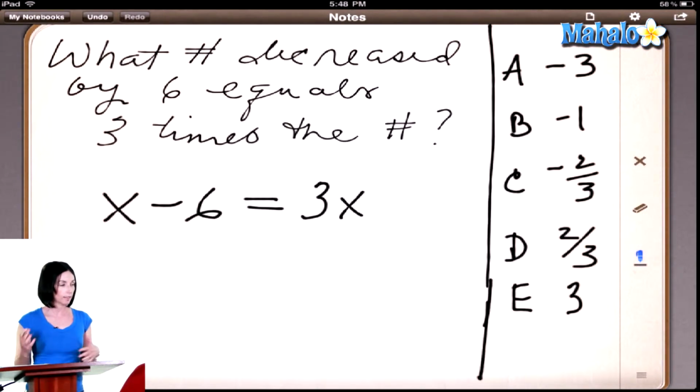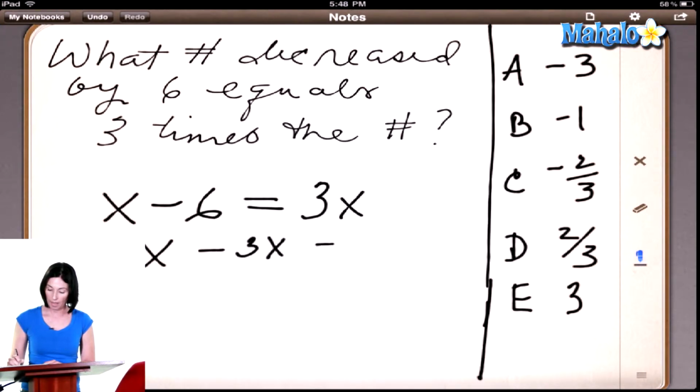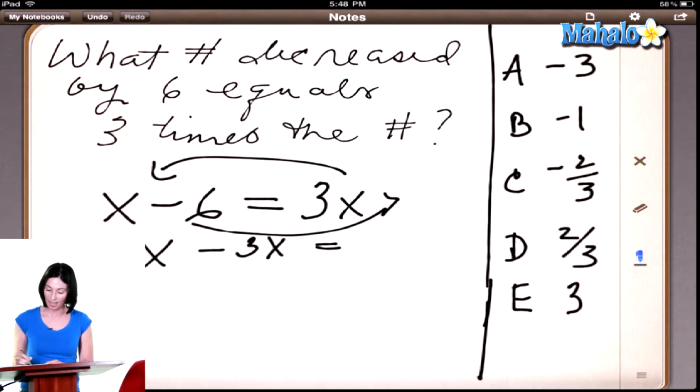So now you got to do a little bit of algebra, right? So we can move the 3x over to the other side. So we would have x minus 3x. And we move the 3x over here, and we're going to move the 6 over to this side. X minus 3x is equal to 6.